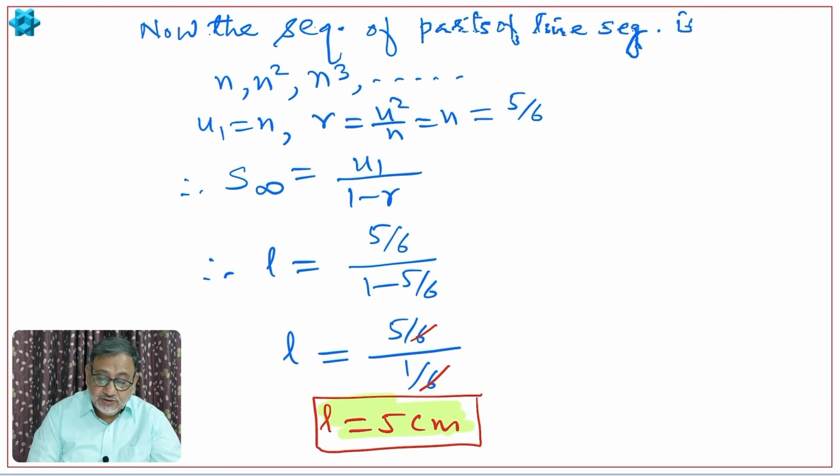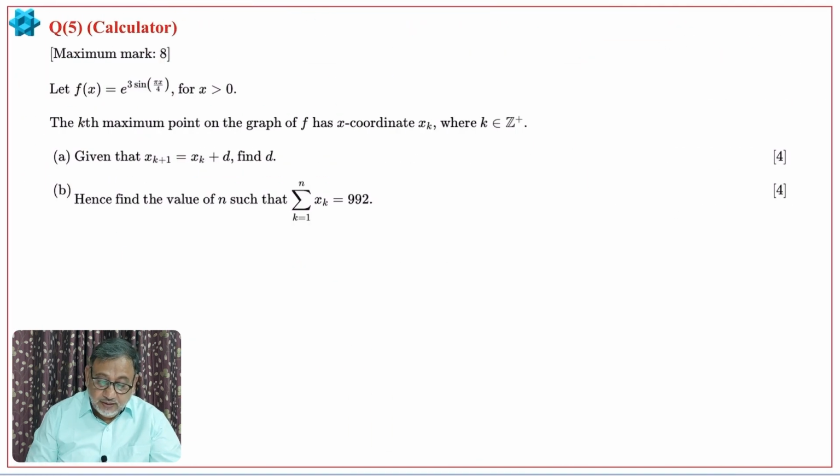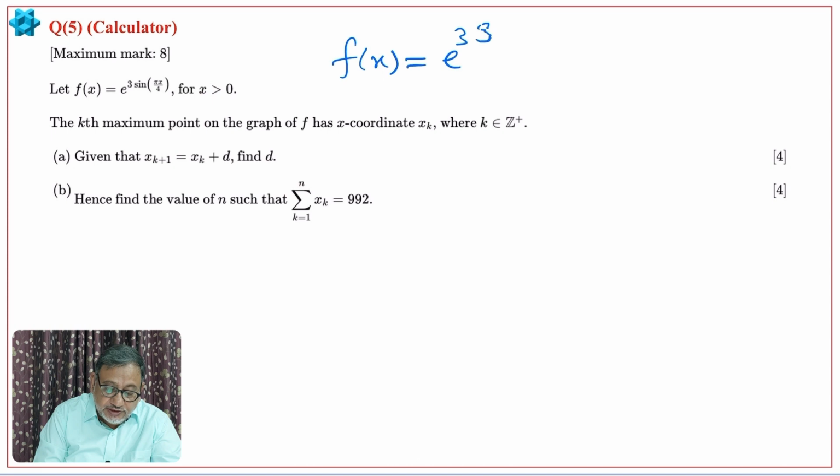I hope you understood this part also. Let us see the next question. Question number 5. This is a calculator question, of course. Let f of x is 3 e raised to 3 sine of pi x by 4. Okay, pi x by 4. Let me write f of x here so that if you can't see now on my screen, pi x by 4.